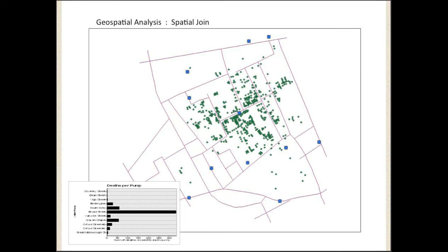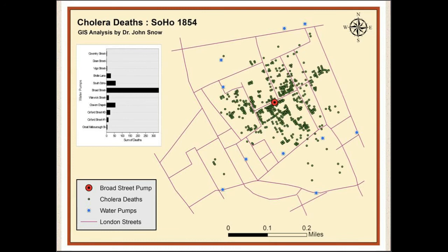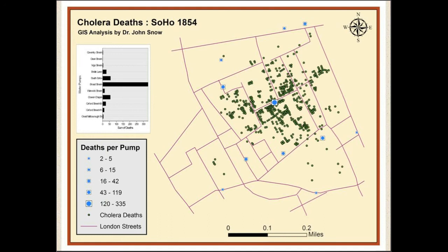Now, using some cartographic skills and the results of his geospatial analysis, Dr. Snow could create a map that shows the original data and the results of his analysis, and he could use that map to quickly communicate his findings to city leaders. He could draw their attention directly to the Broad Street pump using a unique symbol like this, or he could use graduated symbol sizes based on the count attribute to illustrate the relationship graphically.